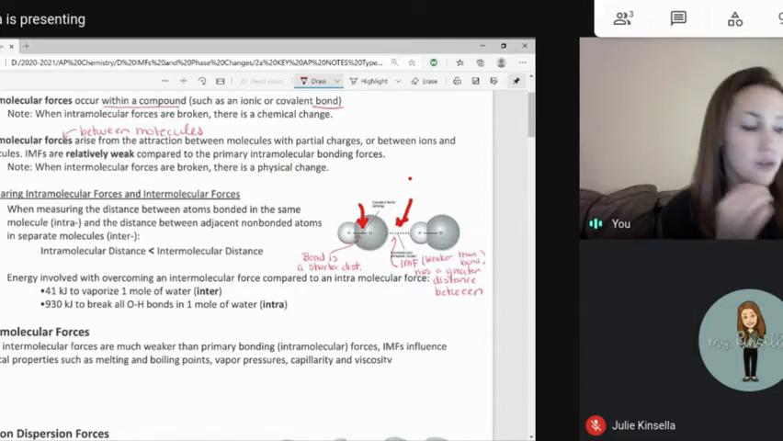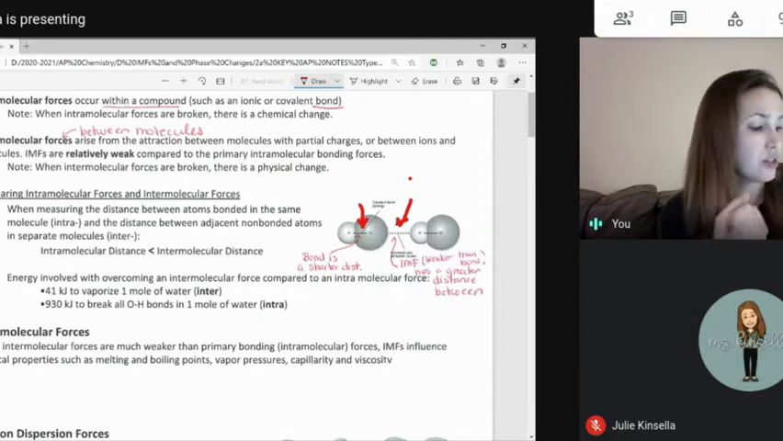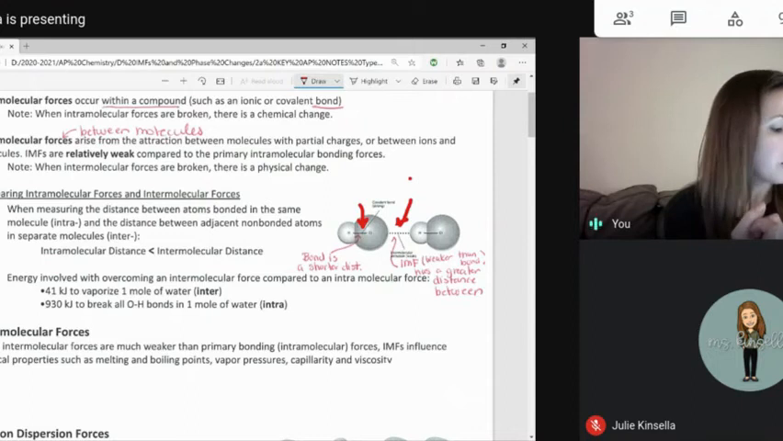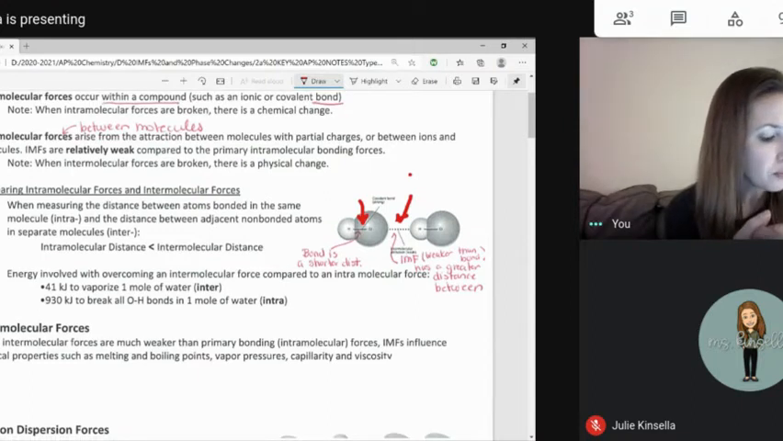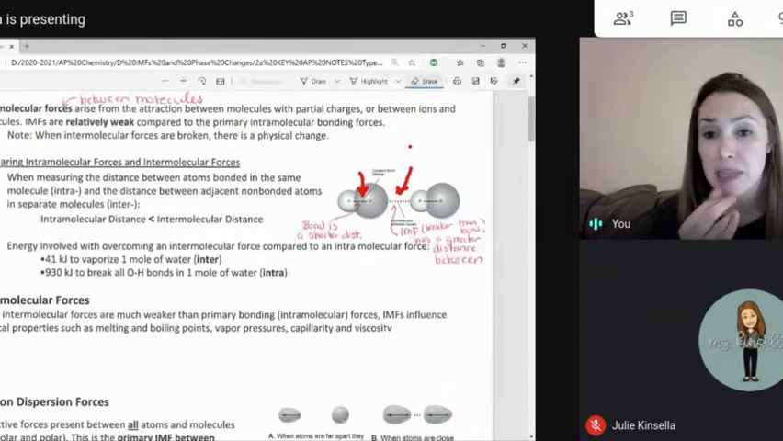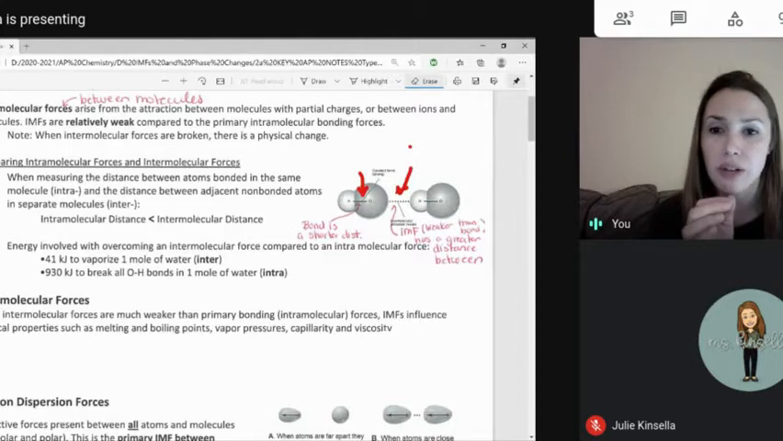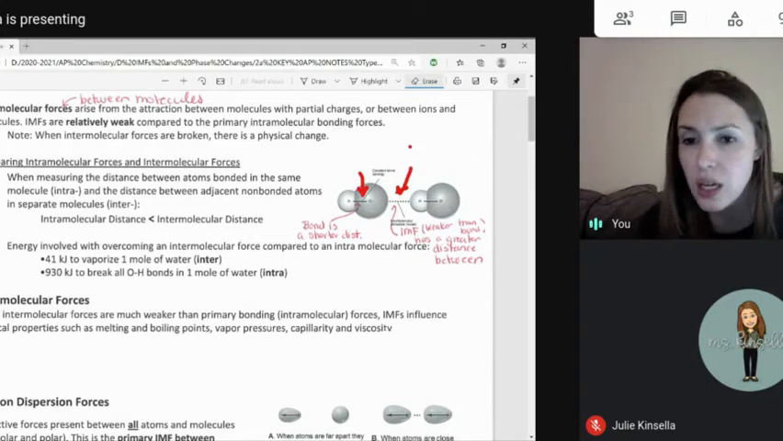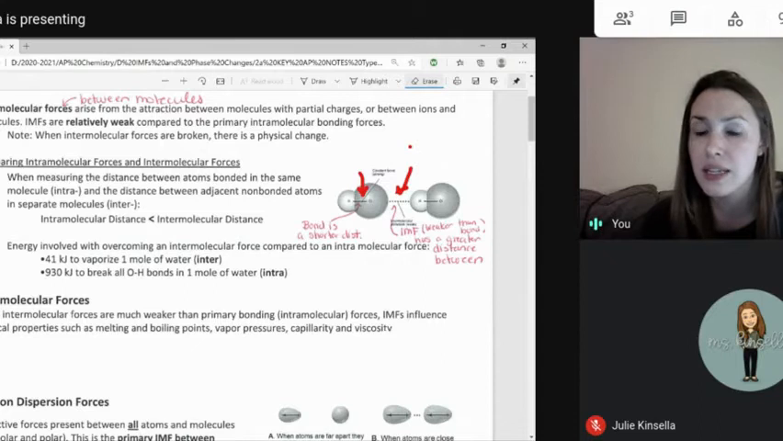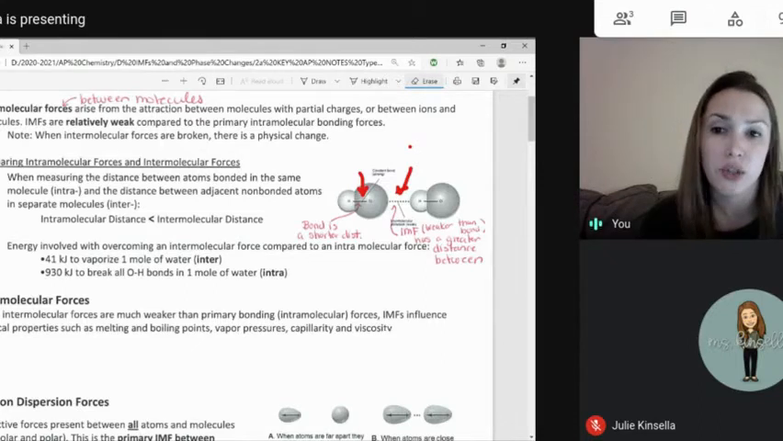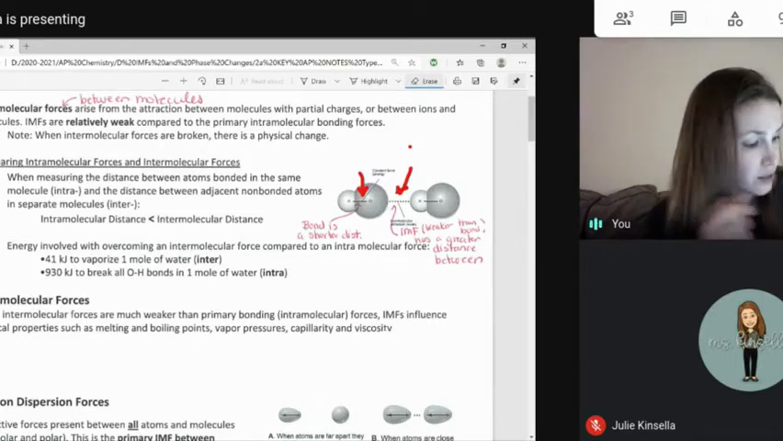And again, it has to do with the fact that this is an actual bond where those orbitals are overlapping, compared to just an attraction between. So the energy involved, you'll see a big difference when you look at these two values. The amount of energy to overcome the intramolecular force is 930 kilojoules to break all, say, the OH bonds in a mole of water, versus 41 kilojoules just to vaporize. And we talked a little about vaporizing before.